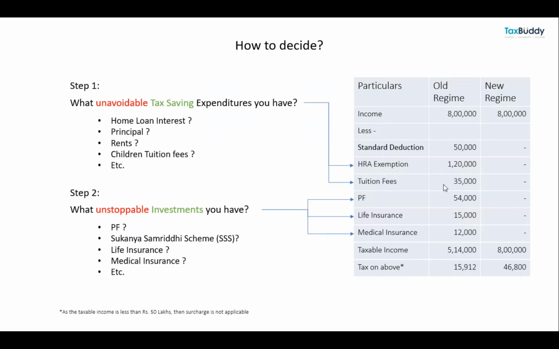Here you can see my tax liability in the old regime is 15,000 approx and in the new regime is 46,000 approx. So the person in this case should go for the old regime. Now you must be wondering why there is no exemption and deduction available in the new regime. Let's discuss this in the next slide.